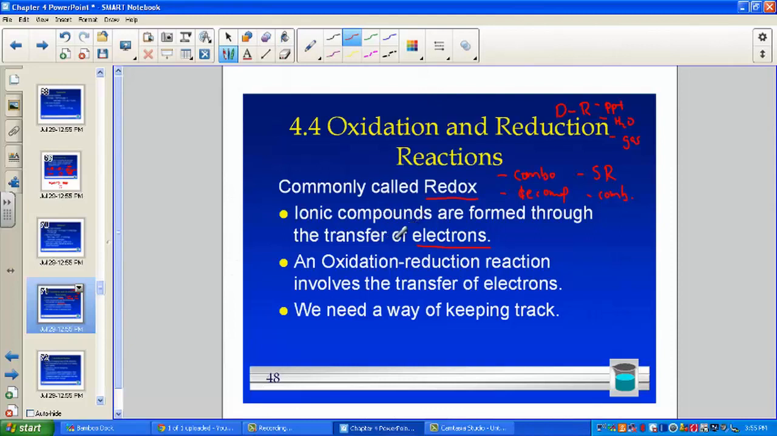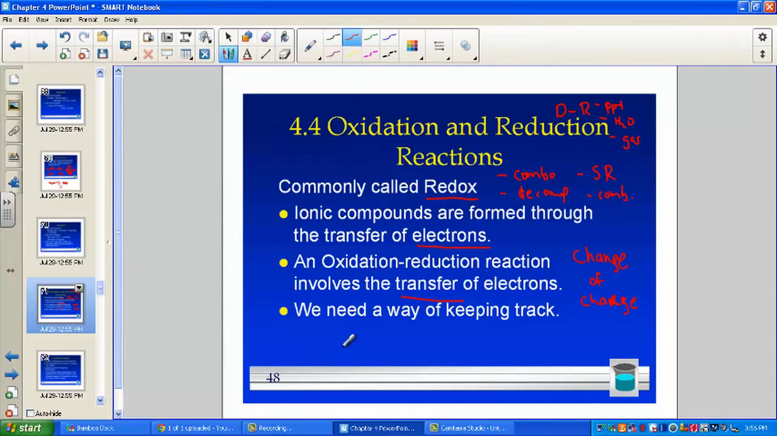Ionic compounds are formed through the transfer of electrons. An oxidation-reduction reaction involves transferring electrons as reactants move to products. When we think about a transfer of electrons, what we're going to end up looking at is who changed their charge from the left to the right side of arrows. Change of charge. What changed the charge as reactants form products? And that will help us identify what was oxidized and what was reduced. Oxidation and reduction talk about a transfer of electrons.